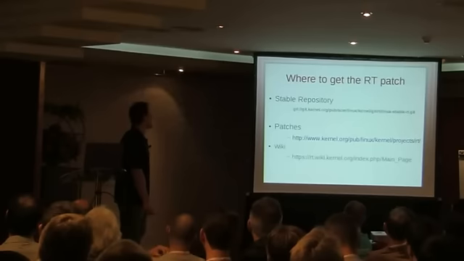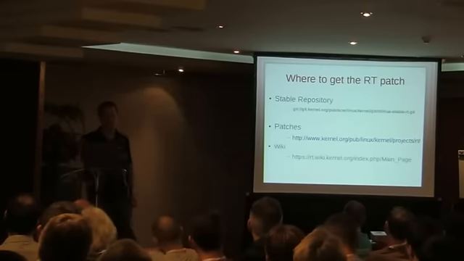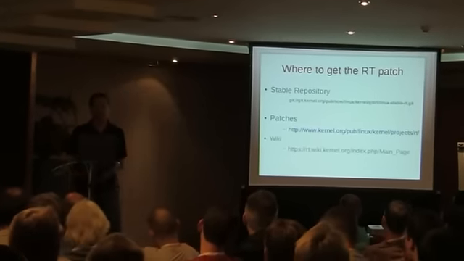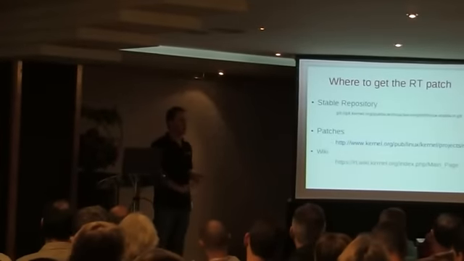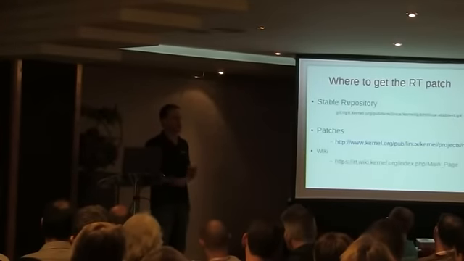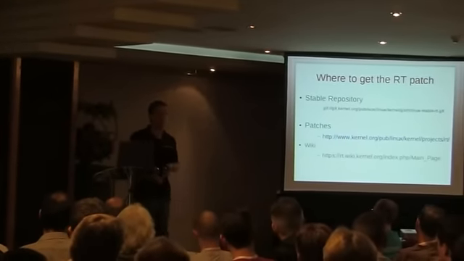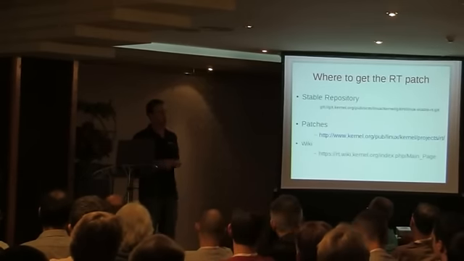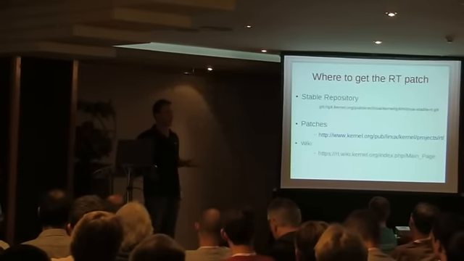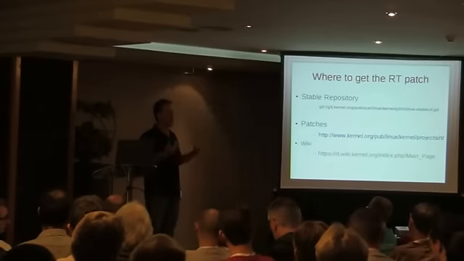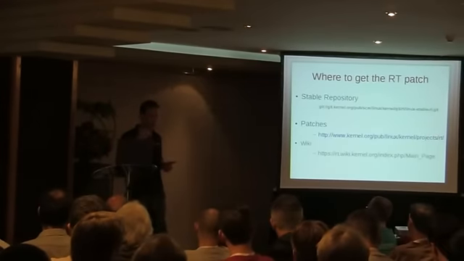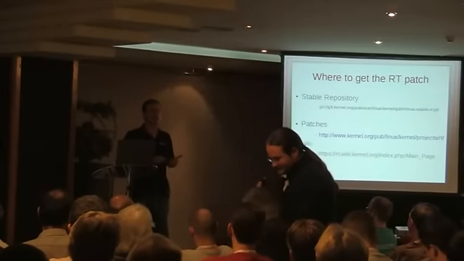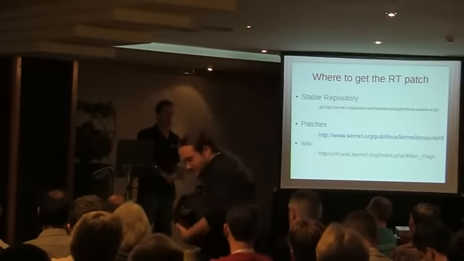So where do you get the real-time patch? I posted here the stable repositories and the Git repository. We have several branches. I maintain 3.0-rt, 3.2-rt, and 3.4-rt. Soon, when Linus goes to the next release, I'll be maintaining 3.6-rt. How long am I going to maintain them? Basically, I follow whatever mainline stable releases are maintained. As long as Greg Kroah-Hartman maintains 3.0 and 3.4, I'll maintain the RT version on top of 3.0 and 3.4.